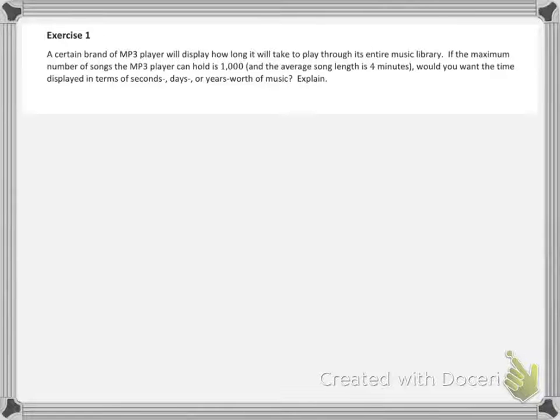So in order to make our decision here, we're going to find out what the actual number would be for each of these possible lengths, seconds, days, or years, and then we'll decide based on the numbers we get. So we've got to do some calculating in order to get there. So let's say we have 1,000 songs, and each of them are 4 minutes long.